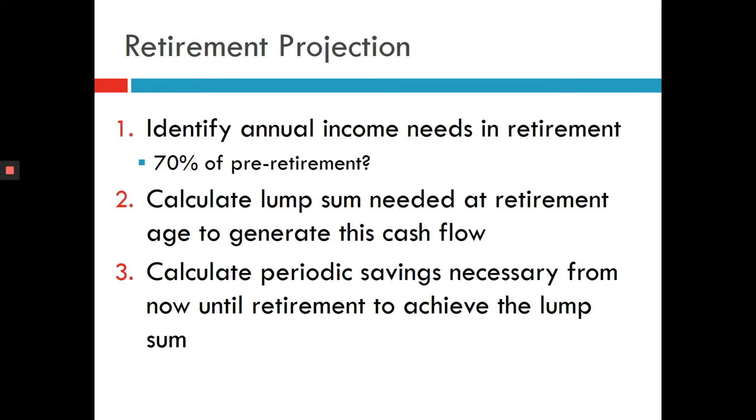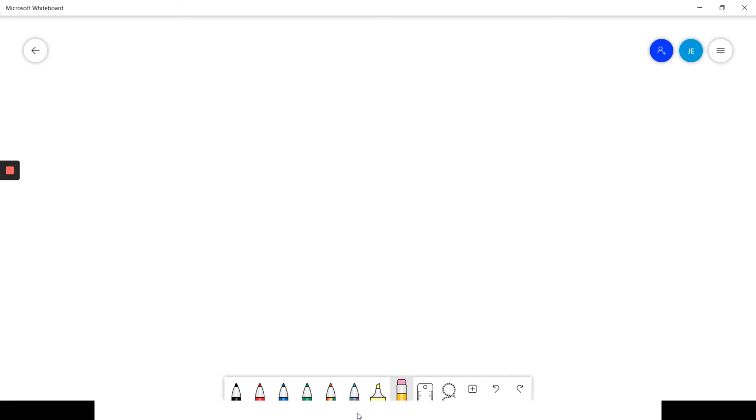Second step, given how much I'm going to need on an annual basis, calculate the lump sum I would need at retirement, at the beginning of retirement, to be able to generate this cash flow on an annual basis. And finally, that number is the number I need to save up to. So calculate the periodic monthly or annual savings necessary from now until retirement to be able to achieve the lump sum. So let's take a look at a question.